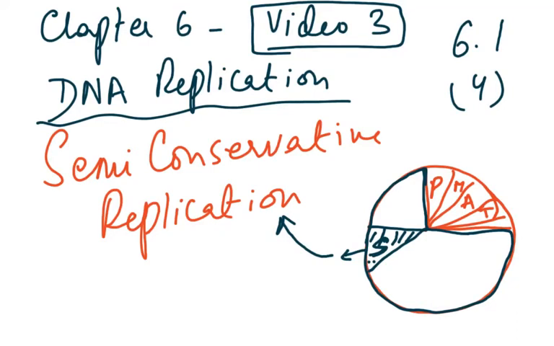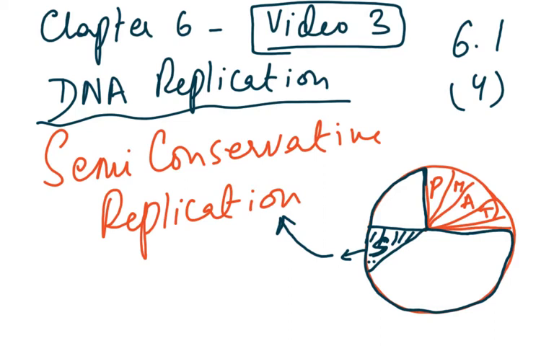Now this is the last video on chapter 6, and this is component 6.1 part 4. It says: describe the semi-conservative replication of DNA during the S phase of the cell cycle.